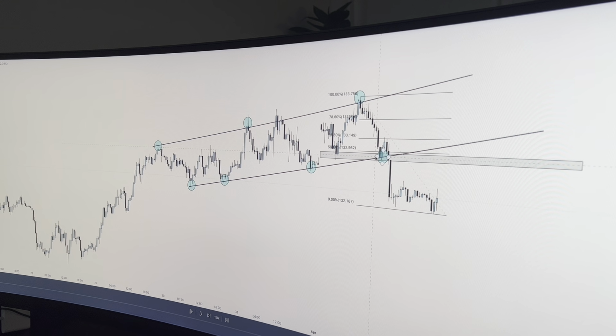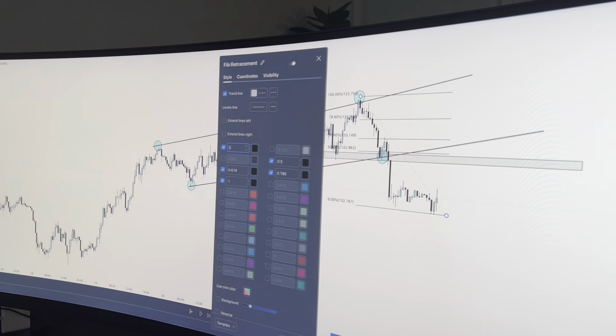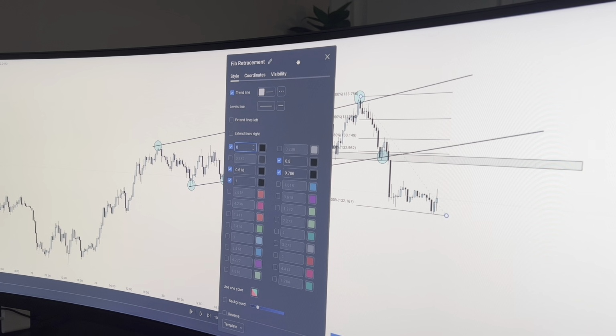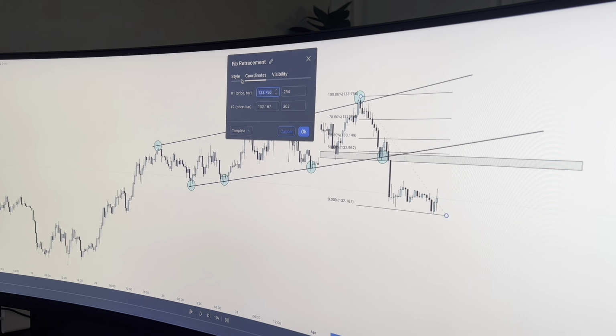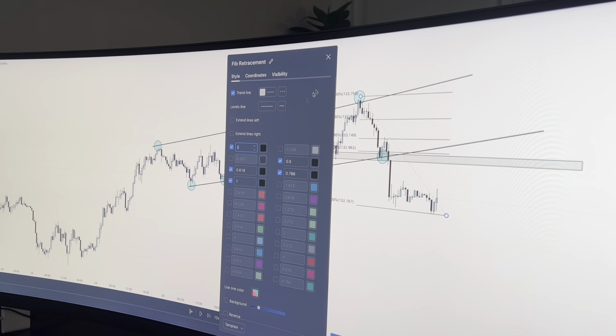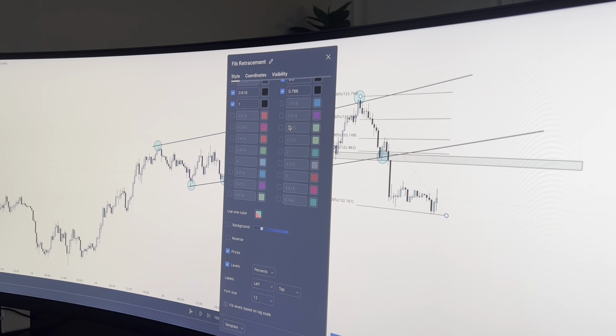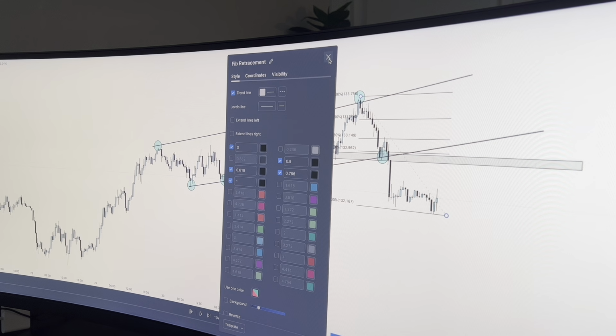And now you can see the levels that we use. I'm going to click on this so you guys can see the levels that we use within our Fibonacci retracement. So these are levels we like to use: 0.618, 0.5, and 0.786. Sometimes we like to use a 0.382, but in this instance we're not going to. And then if you want to see our coordinates and visibility, there you go. That is our style. And we'll scroll down a little bit there for you guys to see the rest. Cool, so that's our fib settings.